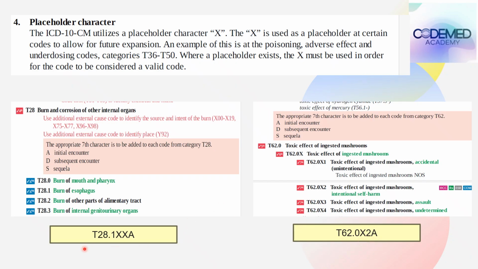Sometimes there are two characters which are missing, and then we end up writing two placeholders. So the placeholder X is used in order for the code to be considered a valid code. Otherwise, if two characters are missing and we do not put the X and just leave the place like that, it will be very difficult for us to understand whether there are two characters or one character missing. So this helps us understand that here one character is missing, while here two characters are missing.